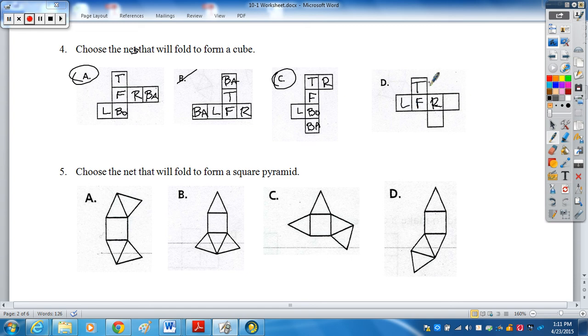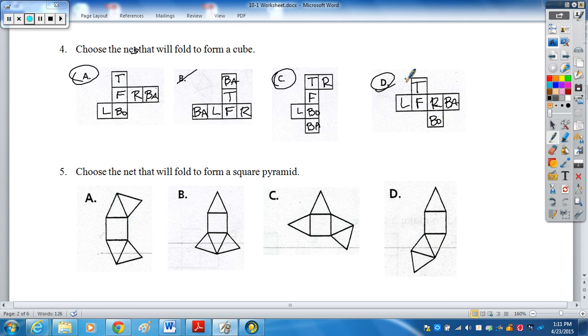This will be the top. As that folds around, this will become the back side face, and this will be the bottom side face. So again, letter D is the answer we're looking for there. So A, C, and D are all options that you could put down. In fact, you should have all of them down to figure that out.